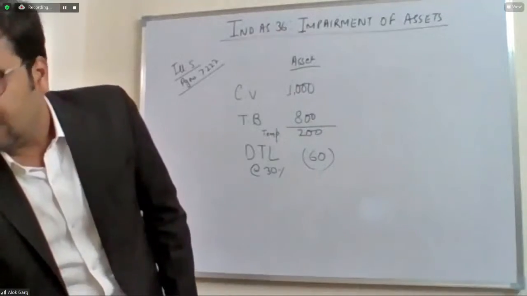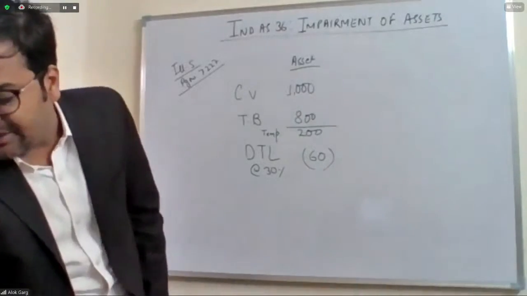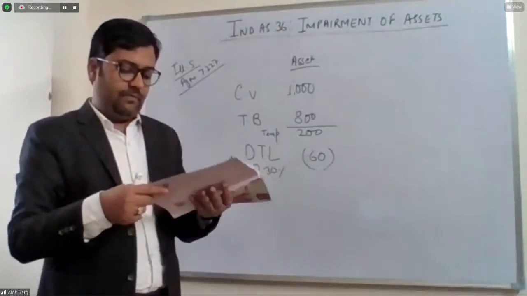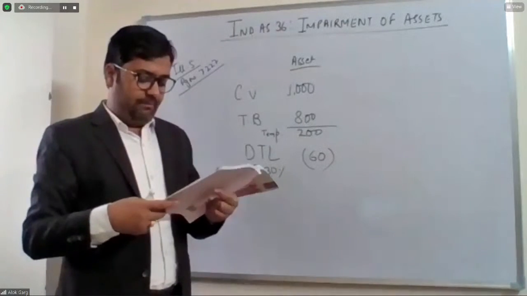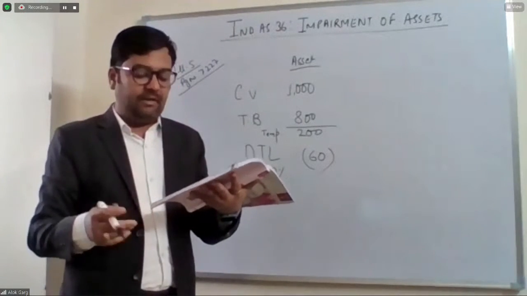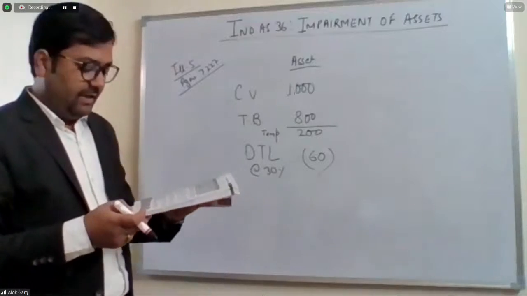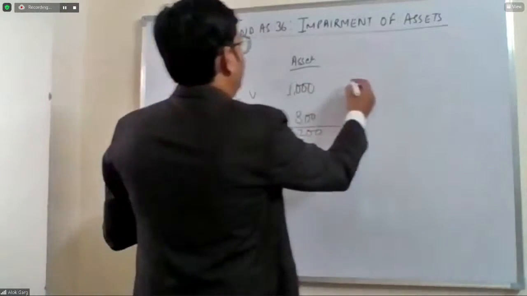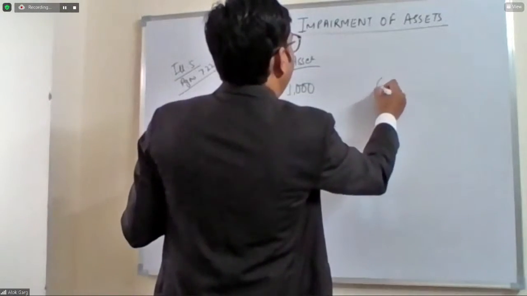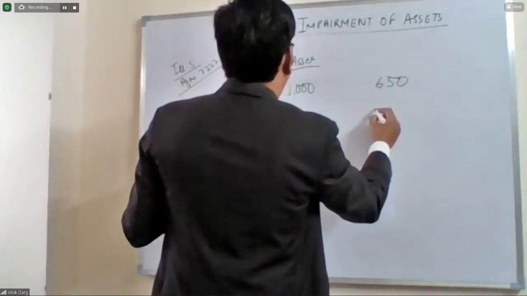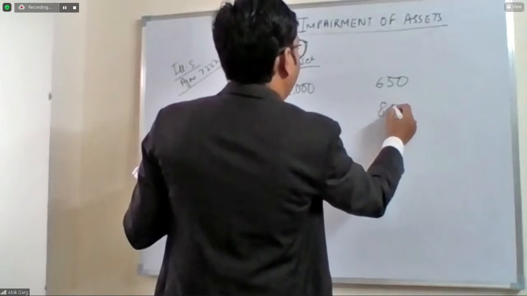Okay, friends. So now in the question it is written that the impairment loss is not a tax deductible loss, and the recoverable amount is 650. So this carrying value of 1000 becomes 650. Okay, but tax base remains the same, 800.